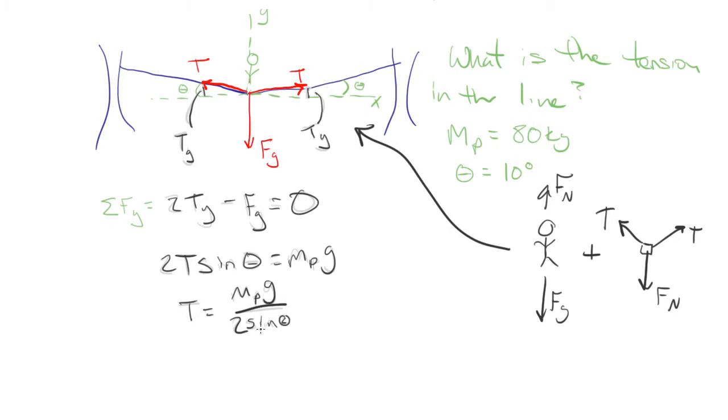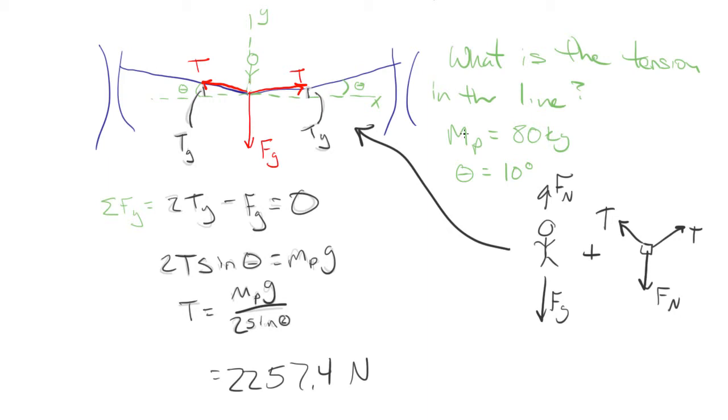All right, so I've solved for the tension. I know the mass of the person, I know gravity, I know 2, and I know sine. So I can get, I'm sorry, tension. If you do that, what you see is that tension is equal to 2257.4 newtons. So about 2200 newtons.